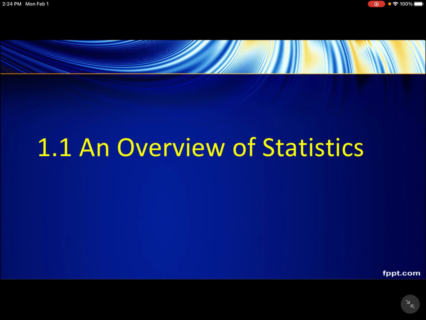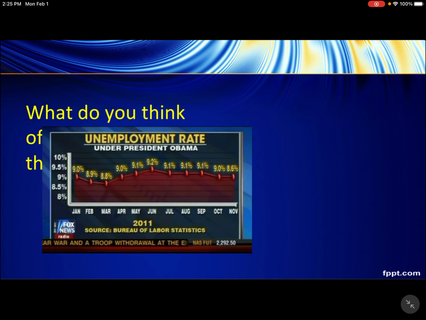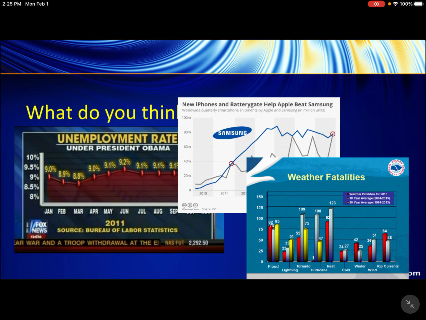Hey guys, we're going to go ahead and get started with Chapter 1, which is an overview of statistics. So if I were to ask you what you think of when you hear the word statistics, most people would say they think of graphs and numbers. But there's so much more behind those graphs and numbers, and we're going to delve into all of that during this course.